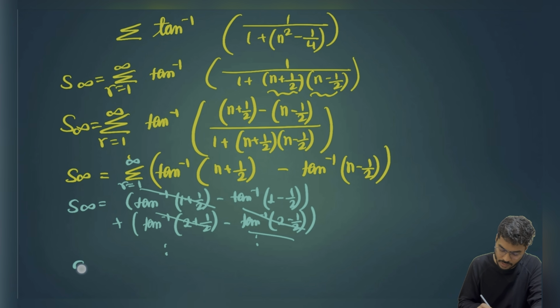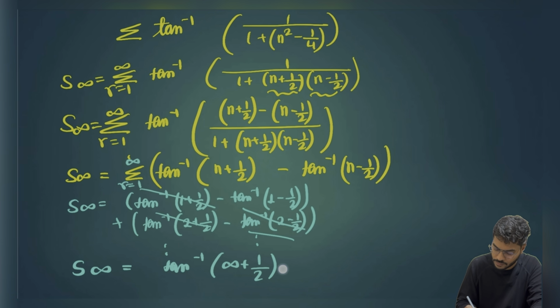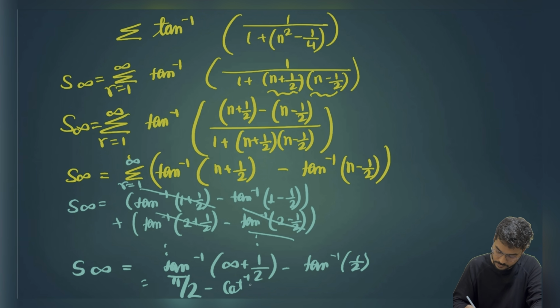How many terms are left? There are two terms left. One term at the starting, one term at the ending. Which term at the ending will be left? Nothing but tan inverse of infinity plus 1 by 2, minus tan inverse of 1 minus 1 by 2, which is 1 by 2 also. Tan inverse infinity is nothing but pi by 2. So pi by 2 minus tan inverse 1 by 2. Can I write cot inverse? Pi by 2 minus cot inverse 2 is nothing but tan inverse 2. That is your final answer.